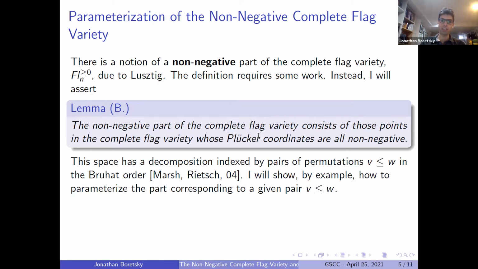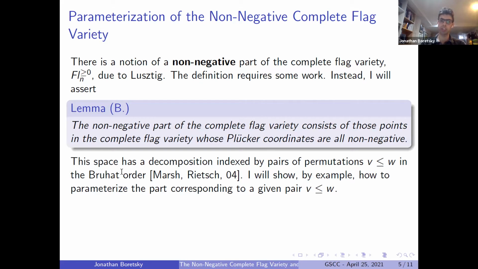And it's known that this space, the non-negative complete flag variety, has a decomposition which is indexed by pairs of permutations v less than or equal to w in the Bruhat order. This is due to Marsh and Rietsch, who gave this parameterization, this decomposition. For those who do not know what the Bruhat order is, for now, it's some partial order on the permutations, and I will give you the key quality of it when I actually use it on the next slide.